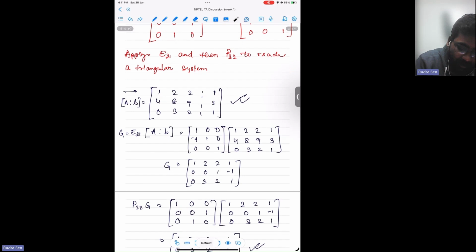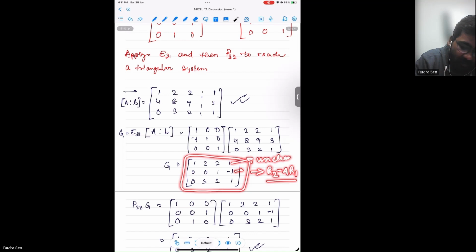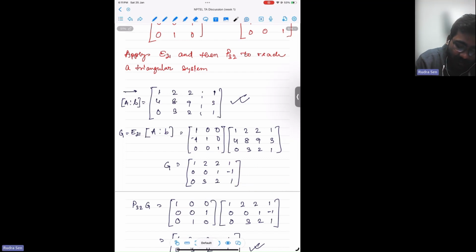So what happened? If we multiply E21 to AB, this augmented matrix, we will get this matrix, where you can see that the second row is basically row 2 minus 4 row 1. The first row and third row are unchanged, and the second row is changed to R2 minus 4 R1. So this operation is applied over here.